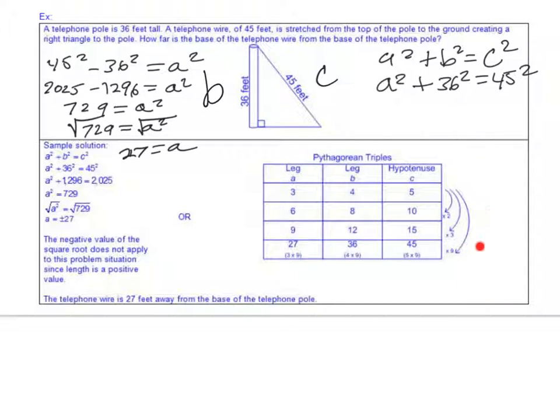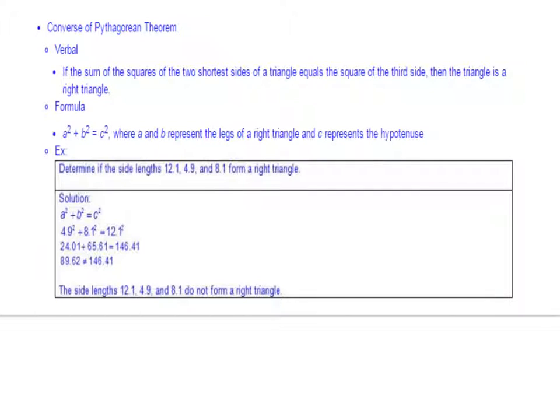There are myriads of these, but what you want to do is remember this first one. It'll be nice if you remember these two, because you can also come up with a scale factor for these and create more triples. If you have any questions on that, please bring that up. This will just be easy for you when you're looking at these converses. All right, let's move.